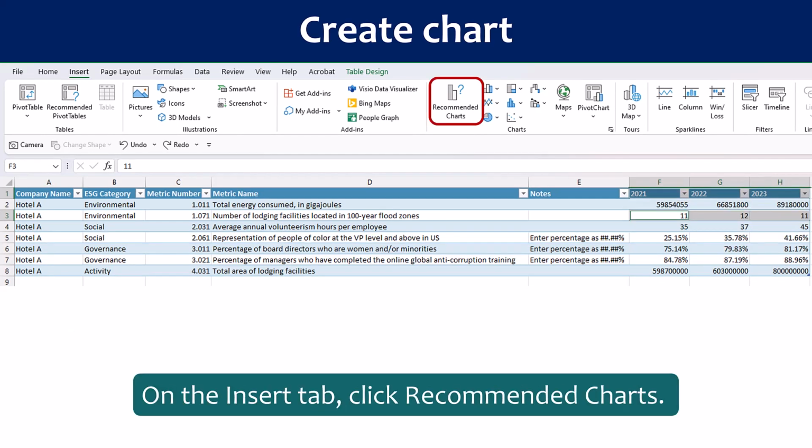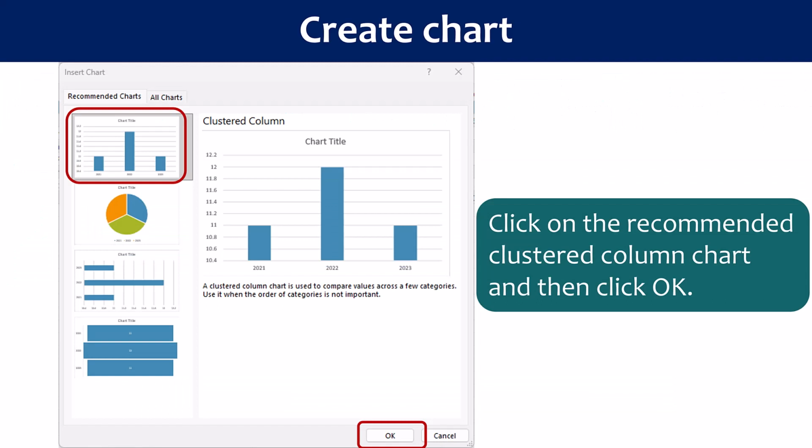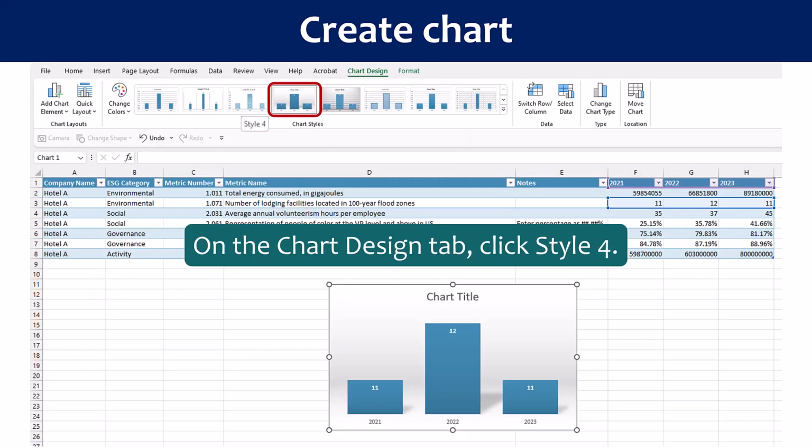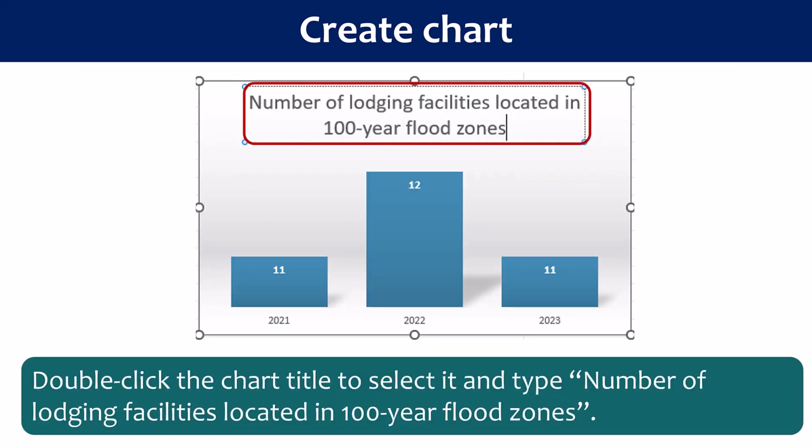On the Insert tab, click Recommended Charts. Click on the Recommended Clustered Column Chart and then click OK. Next, on the Chart Design tab, click Style 4. Double-click the chart title to select it and type Number of Lodging Facilities Located in 100-Year Flood Zones.